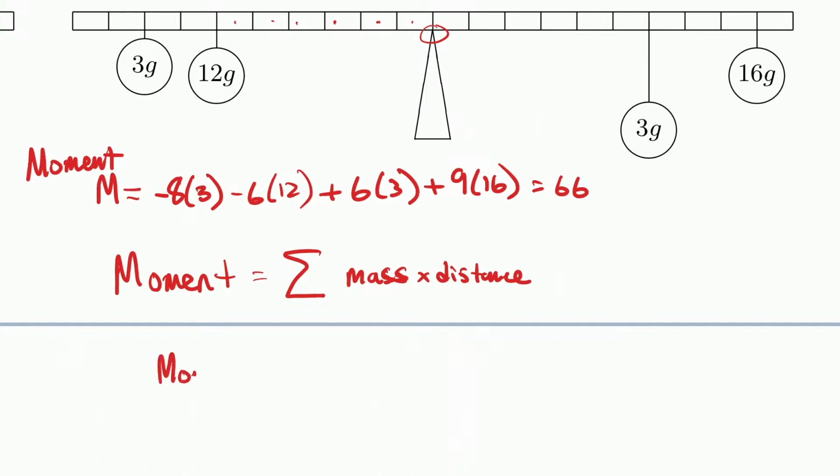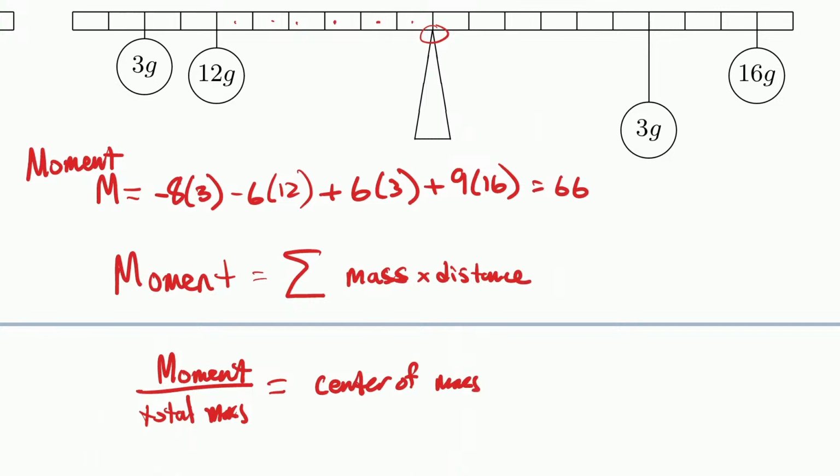So if I take the moment and divide it by the total mass, that's going to give me the balancing point. So that's going to be the center of mass. Let's actually do this.